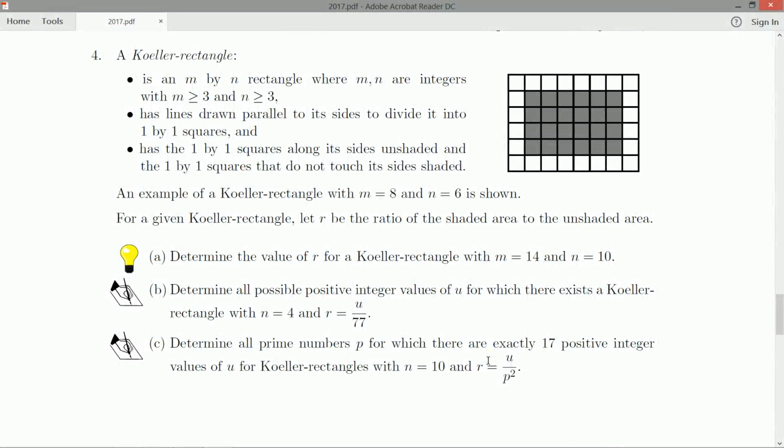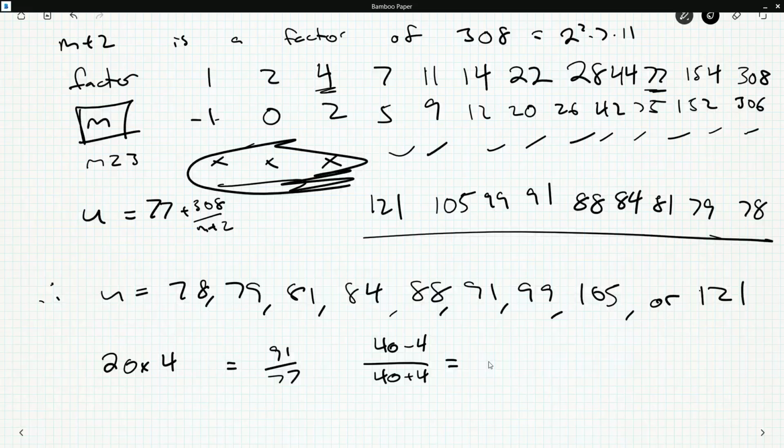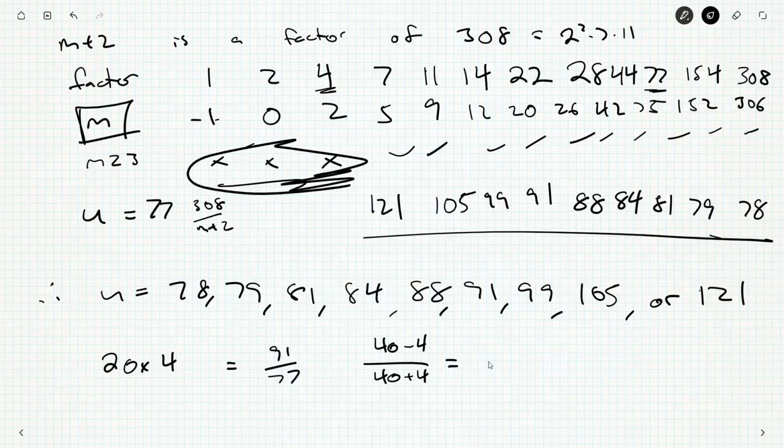Something's wrong, because U should always be less than. Ah, there it is. Need a minus sign. Yeah, that's good. This shows you that checking really does work. So that'd be 36 over 44. And so that wouldn't be 91, but we'll find out what that is in just a moment.